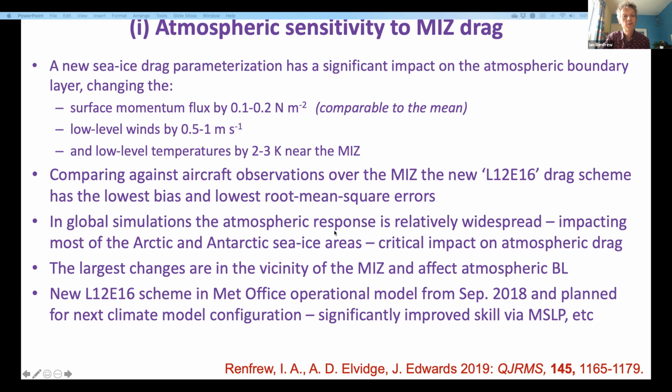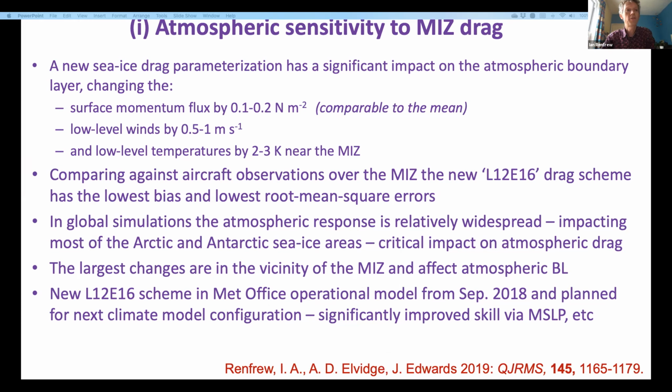And in global simulations, we showed that the atmospheric response is relatively widespread, impacting most of the Arctic and Antarctic, and it had a critical impact on atmospheric drag. This convinced the Met Office to put this into their operational configuration from September 2018, and it's also gone into their climate model, so it's going to be in the next set of climate simulations. There's more about that in this paper published a couple of years ago in Quarterly Journal.